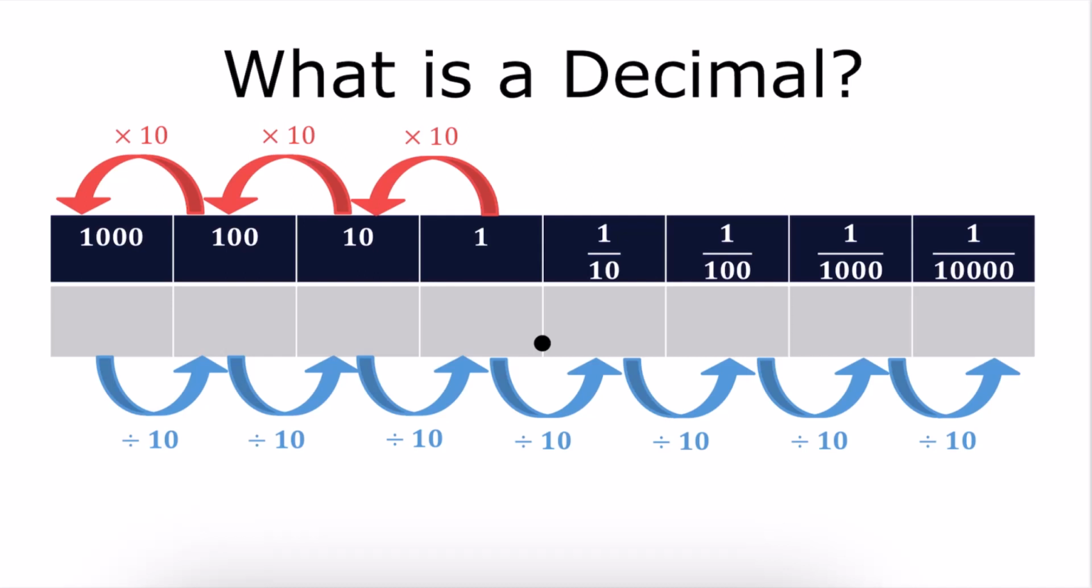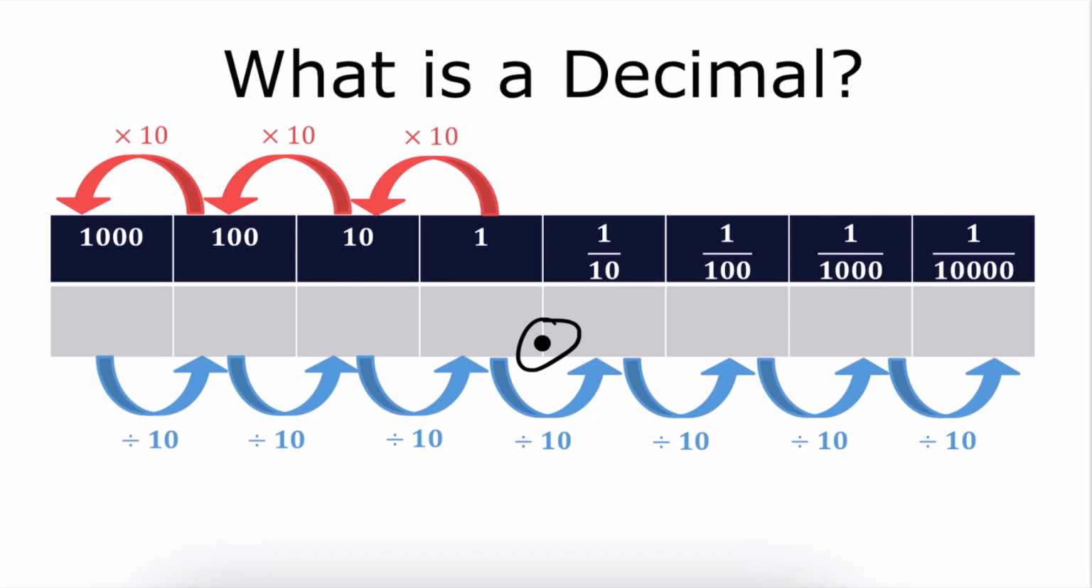And this pattern is how we can extend the whole number system to the decimal number system. Because if you take one unit and you divide it into 10 pieces, you get a tenth. And if you divide a tenth into 10 pieces, you get a hundredth. And so the decimal place values are just special fractions that have denominators of 10, 100, 1,000, and so on. And the decimal point separates the whole number place values from the fractional place values.